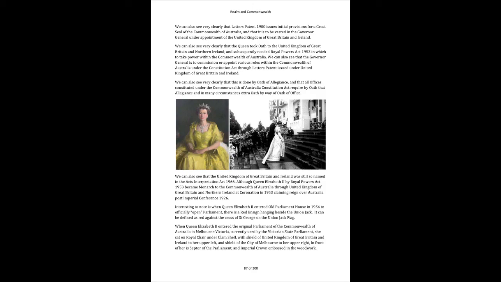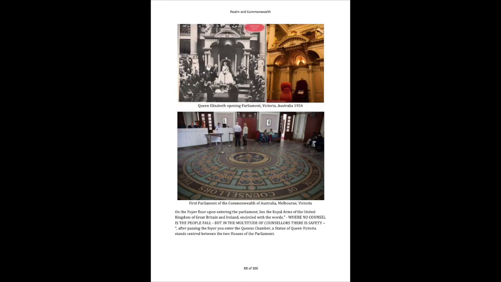When Queen Elizabeth II entered the original Parliament of the Commonwealth of Australia in Melbourne, Victoria, currently used by the Victorian State Parliament, she sat on a royal chair under a clamshell, with the Shield of the United Kingdom of Great Britain and Ireland in her upper left, and the Shield of the City of Melbourne to her upper right. In front of her is a sceptre of the Parliament, an imperial crown embossed in the woodwork.